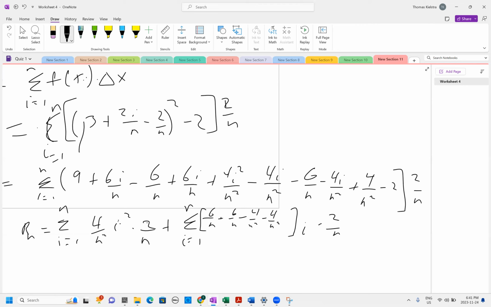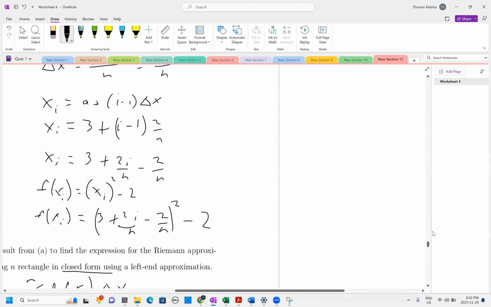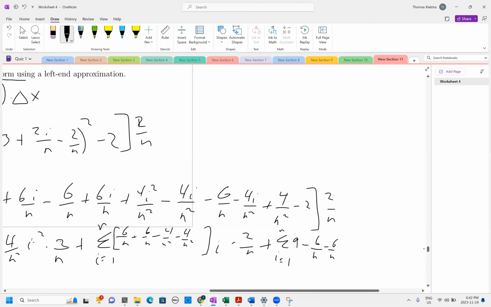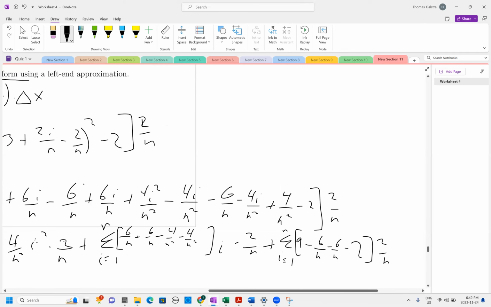And now, last but not least, we're going to collect our sum of i equals 1 to n. And these are the terms that aren't multiplied by any i. So we've got 9 minus 6 over n minus 6 over n minus 2. This is all times 2 over n. And we've collected all our terms now.